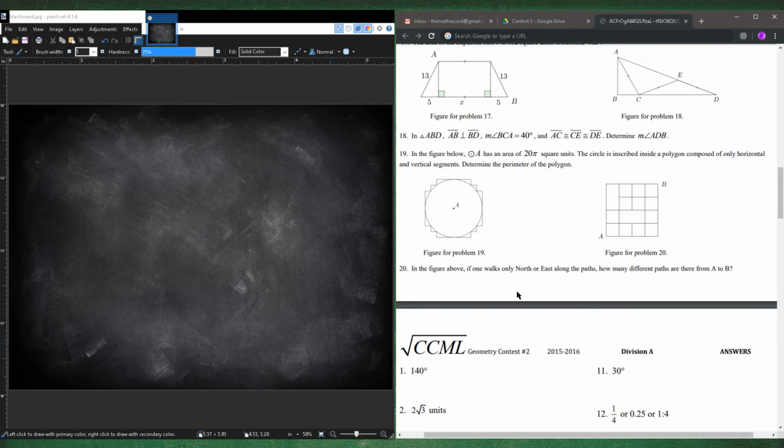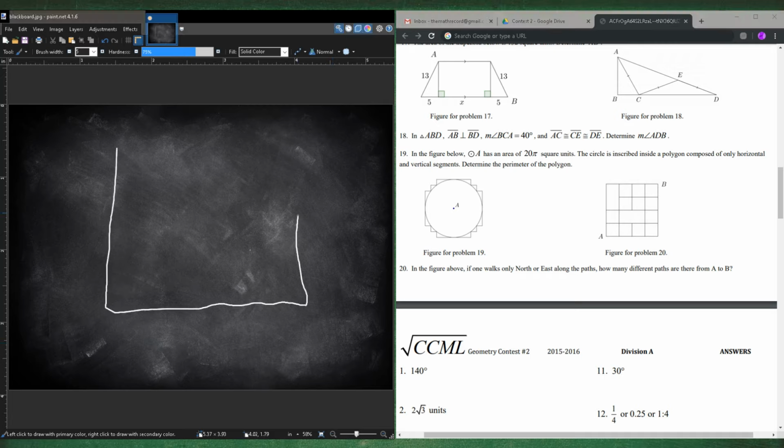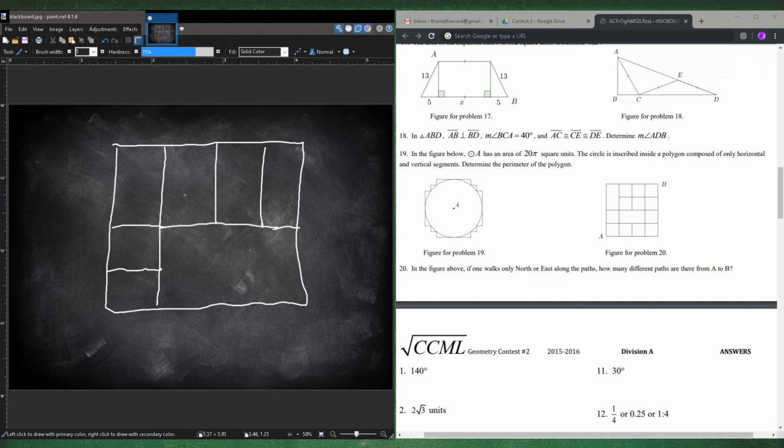Okay, question 20. In the figure above, if one only walks north or east, so it only goes up and right, how many different paths are there from A to B? So let's draw this out. And we have one here, we have one here. Then we draw over here. There's 2 here and 1 here. And we go 1 more down, 1 more, and here.